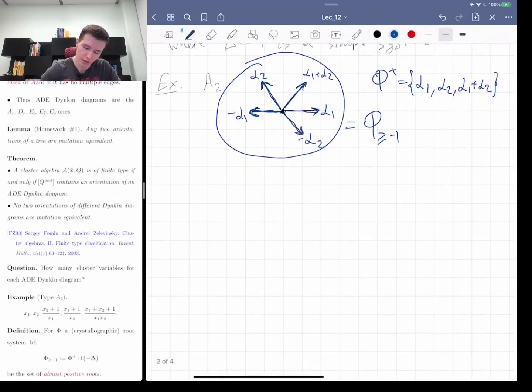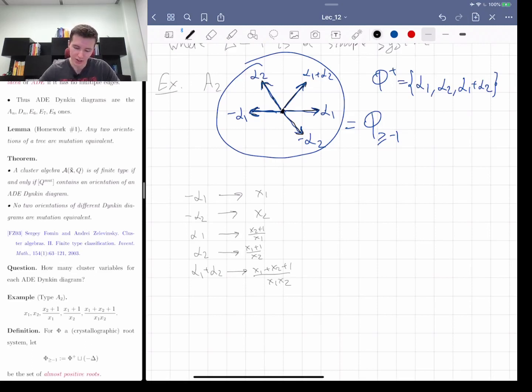So I'm gonna have a bijection which sends negative alpha 1, negative alpha 2, alpha 1, alpha 2, and alpha 1 plus alpha 2 to, this is going to correspond to x1, this is going to correspond to x2, alpha 1 corresponds to x2 plus 1 over x1, alpha 2 corresponds to x1 plus 1 over x2, and finally alpha 1 plus alpha 2 corresponds to x1 plus x2 plus 1 over x1 x2.